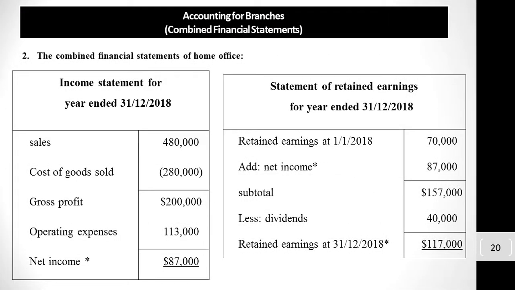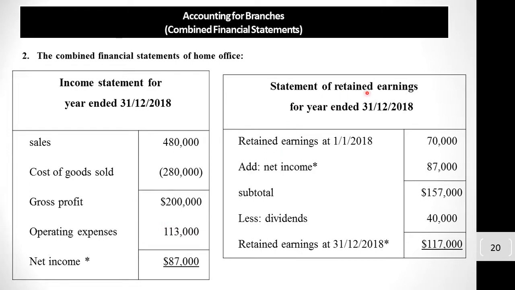Now from the combined column, you're gonna make first the income statement for the year ended 31/12/2018. You're gonna follow the rule of the income statement to start by sales. You're gonna find the sales for 480,000 minus cost of goods sold 280,000. The result will be gross profit for 200,000 minus operating expenses 113,000 equals net income for 87,000. This is the income statement.